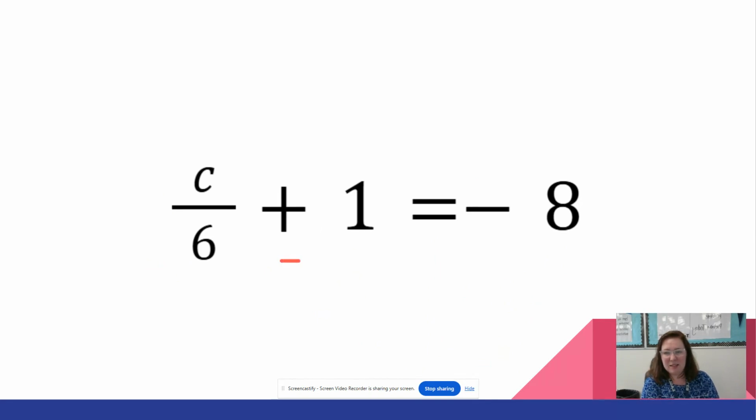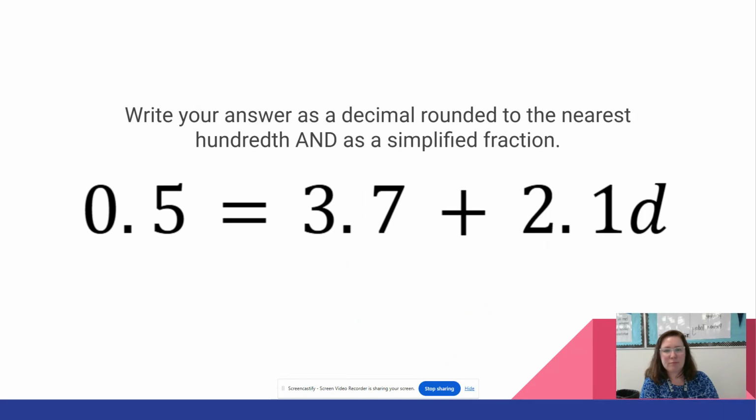All right, subtract 1 on both sides. c over 6 equals negative 9. The opposite of divide is multiply. And then c equals, what is that? 9 times 6 is 54. Negative 54.